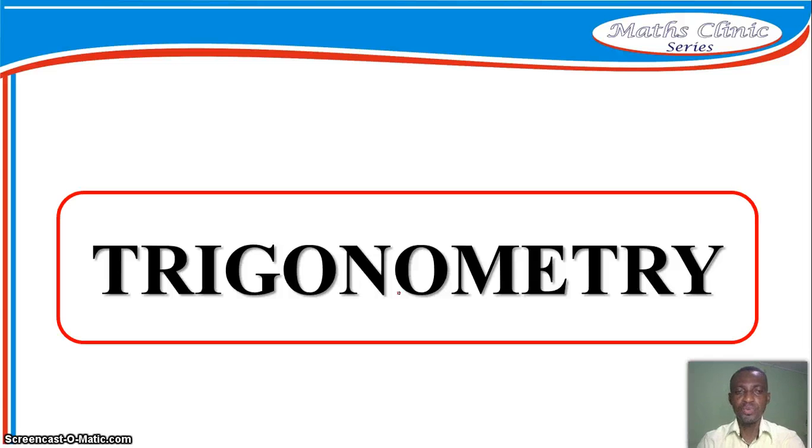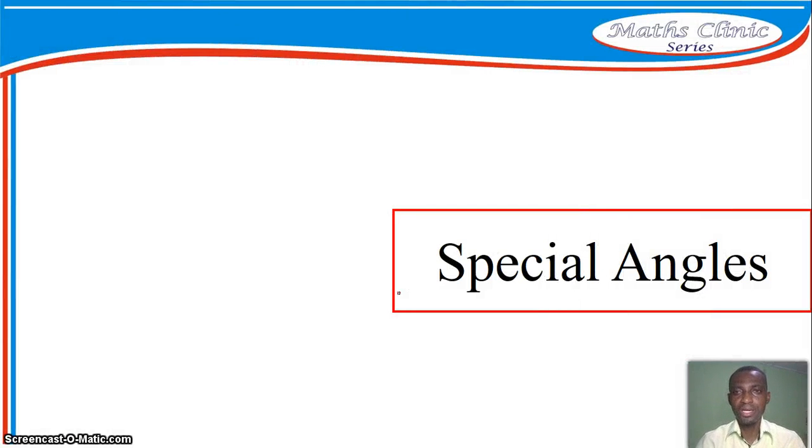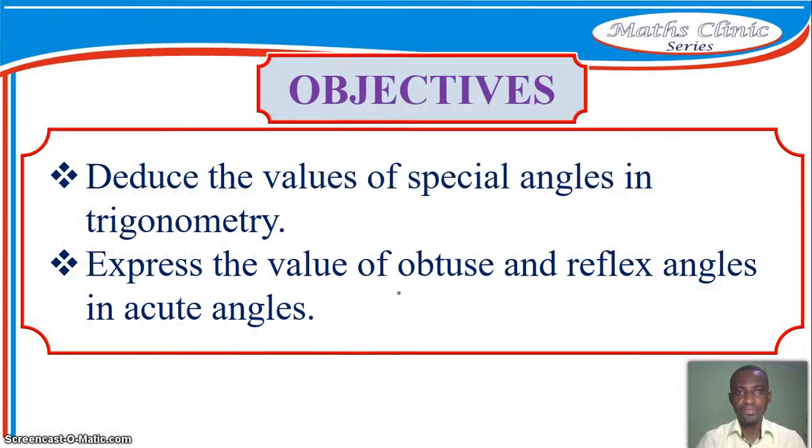In this video, we are continuing the series of trigonometry, and this is video number 6 of the series. Today we want to look at special angles. By the end of this video, you should be able to deduce the values of special angles in trigonometry, and express the value of obtuse and reflex angles in acute angles.